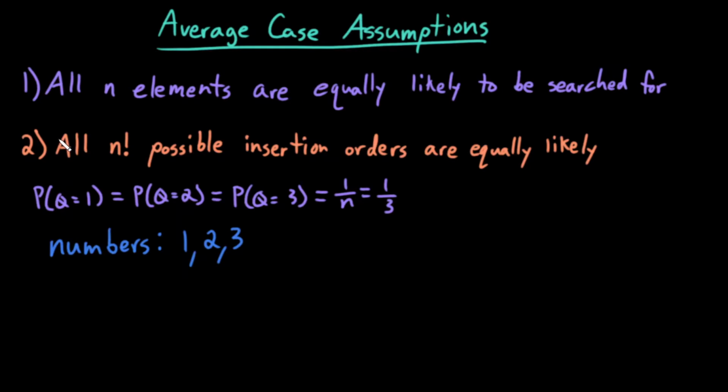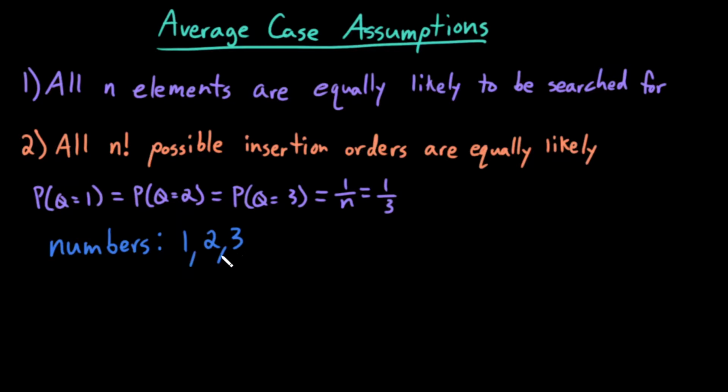The second simplifying assumption is that all n factorial possible insertion orders are equally likely. Given n elements, I can pick any of those n elements to be the first one to insert. Then out of the remaining n minus 1 elements, I can pick any of them to be the second one that I insert. Out of the remaining n minus 2 elements, I could pick any of them to be the third element to insert, etc. So the number of possible insertion orders, how many different orders I can insert n elements, is n factorial, and I'm assuming each of those is equally likely.